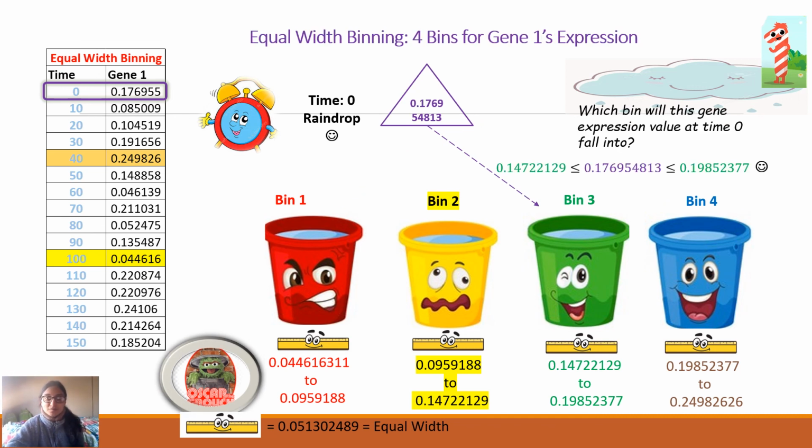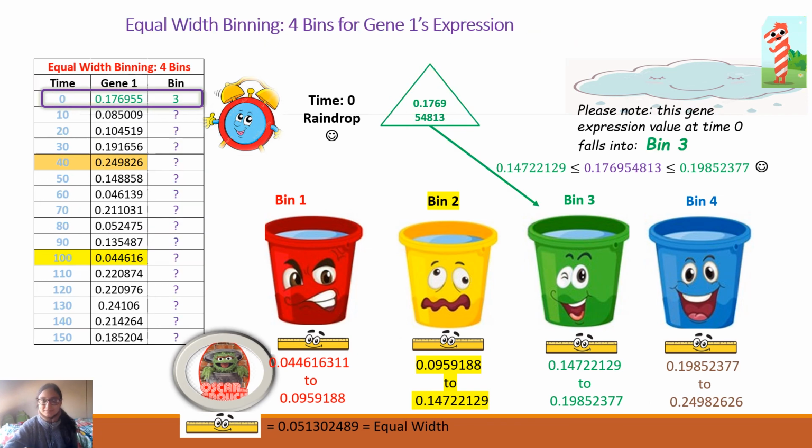What we're going to do is try out each of these, and ultimately we found, bingo, that it's going to fall in bin 3, because 0.01769548813 falls in the interval from 0.147222129 all the way to 0.1985237. So it falls right in this interval. This raindrop is going to land in bin 3. So that is the value we're going to assign at time 0. Over here we've assigned it to bin 3 for this time point.